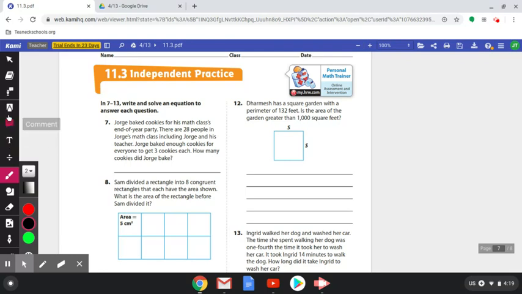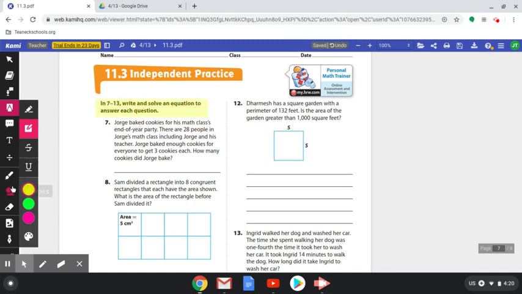But before we begin, let's be sure we're clear on the directions. For this page that you're going to work on, specifically numbers 7 to 13, there's two things we must do. Write and solve an equation. We need to see two parts. Write and solve an equation. There must be two parts.